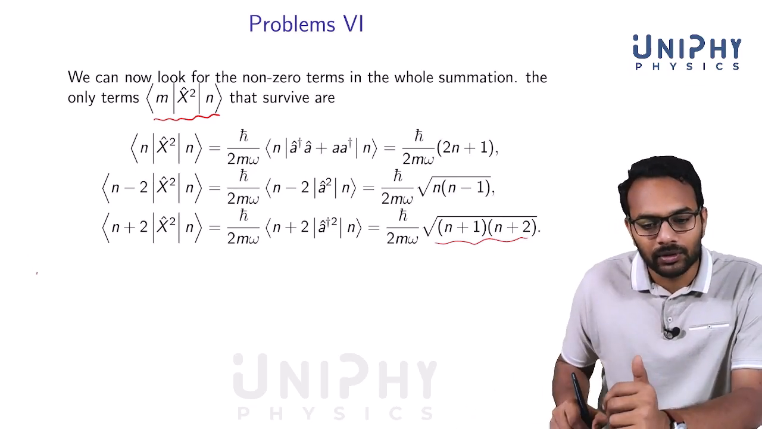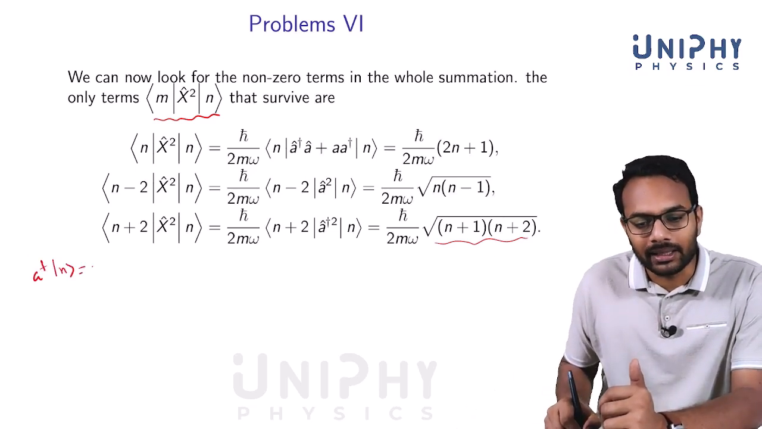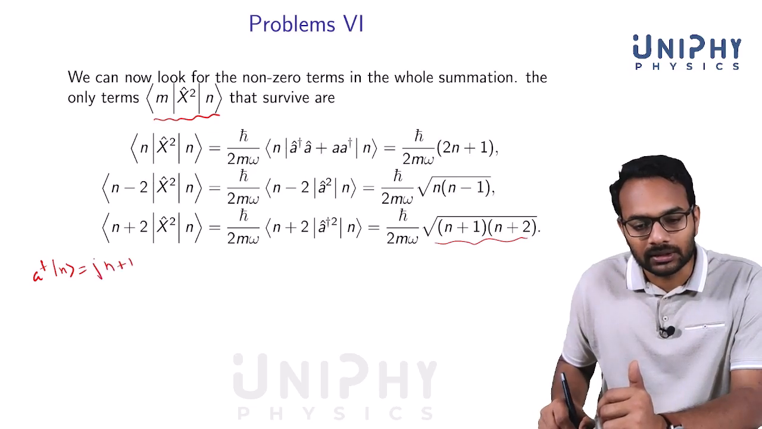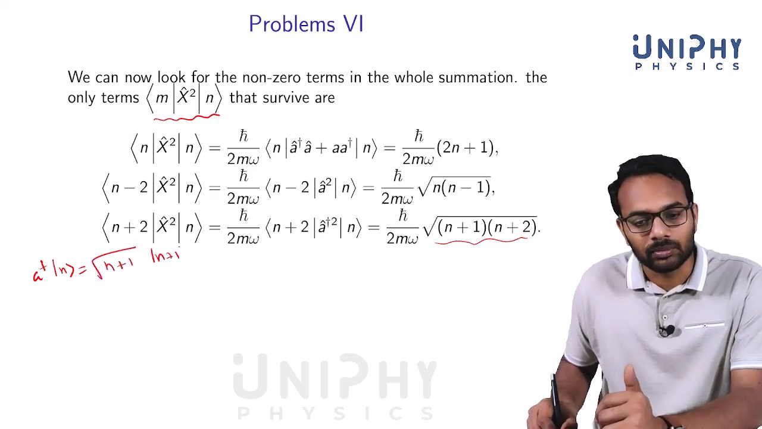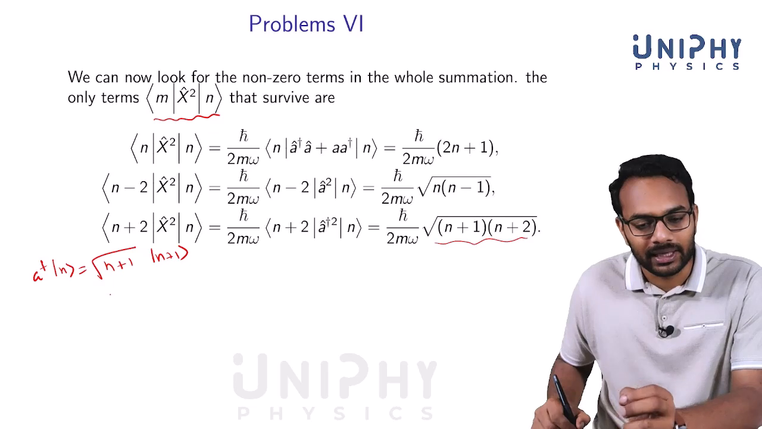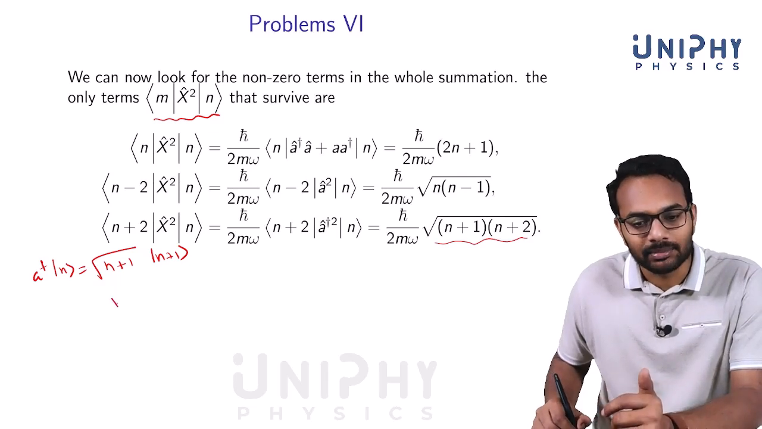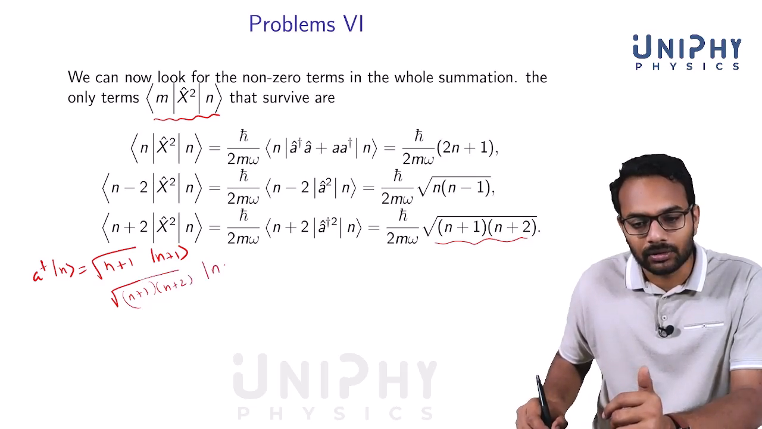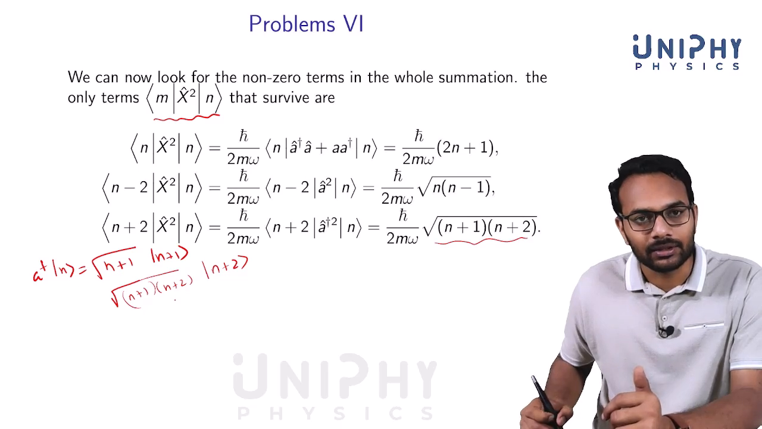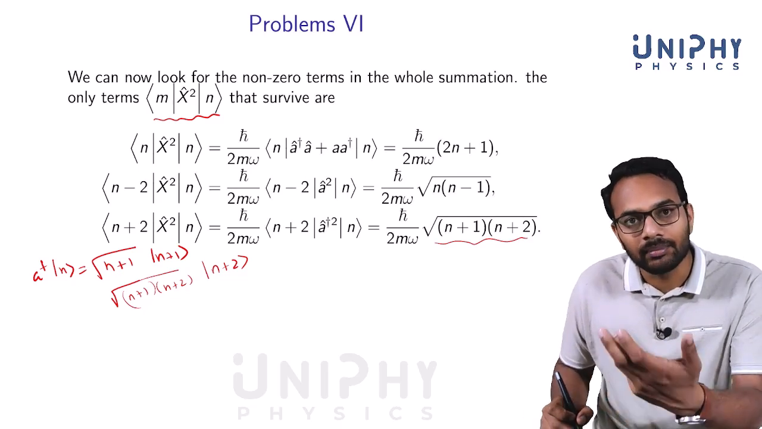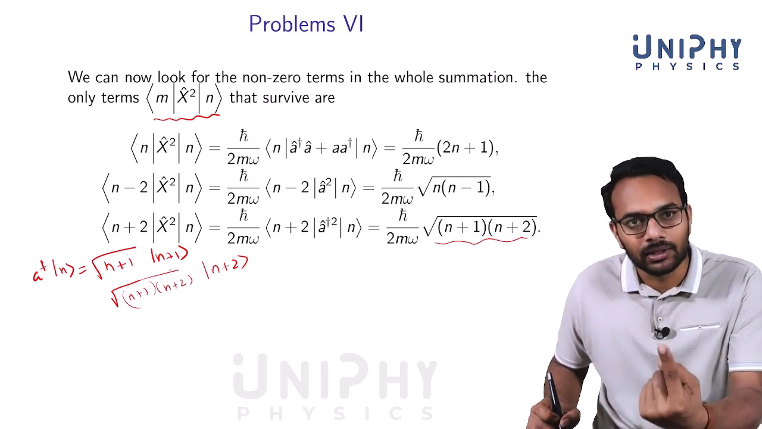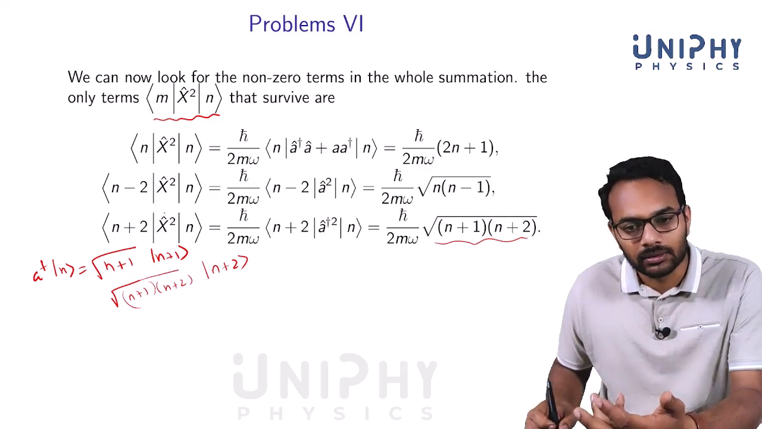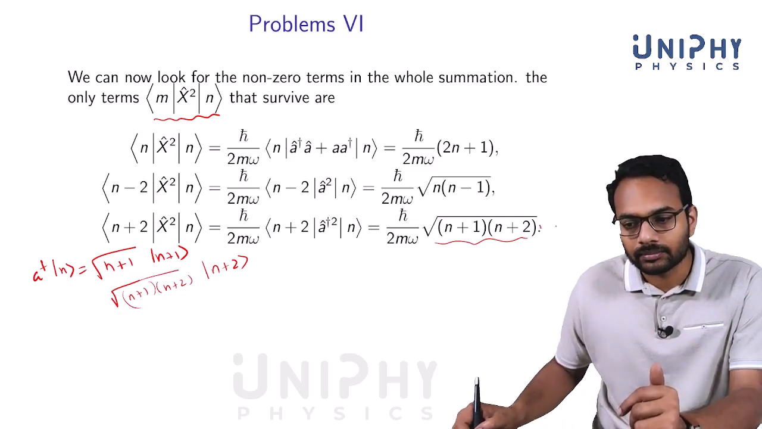Why? Because we know that a† acting on n gives the square root of n plus 1 times n plus 1. That's once. If a† acts twice, this becomes the square root of (n+1)(n+2), and what appears here is n plus 2. This is a† acting twice. So when m reaches n plus 2, you will get a non-zero value. All other values will be 0. That's what we have here.